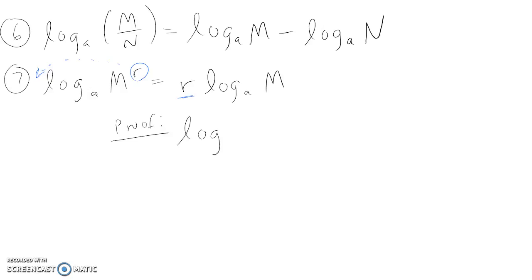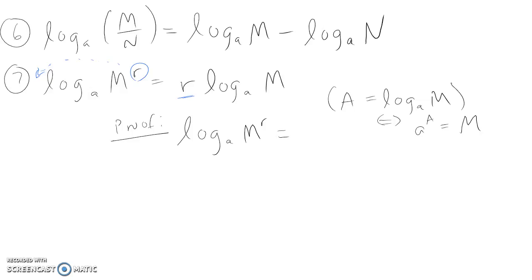Well, let's start with log base a of m to the r. Now, again, we're going to use the fact. We're going to let A equal log base a of m. We're going to use a little substitution. And remember what that means? That means that a to the big A equals m.